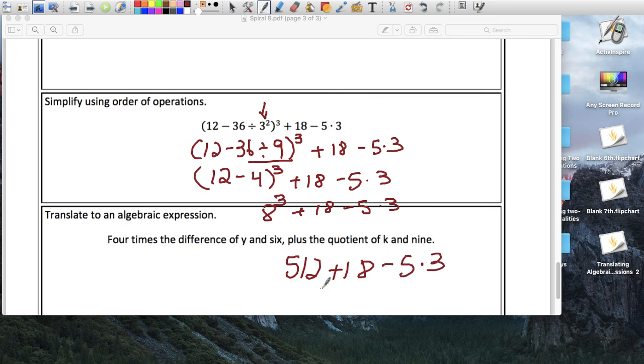Don't add anything yet. So 512 plus 18 minus 5 times 3, which is 15. Don't subtract either. Add these two: 512 plus 18 is 530. Minus 15. Final answer, 515.